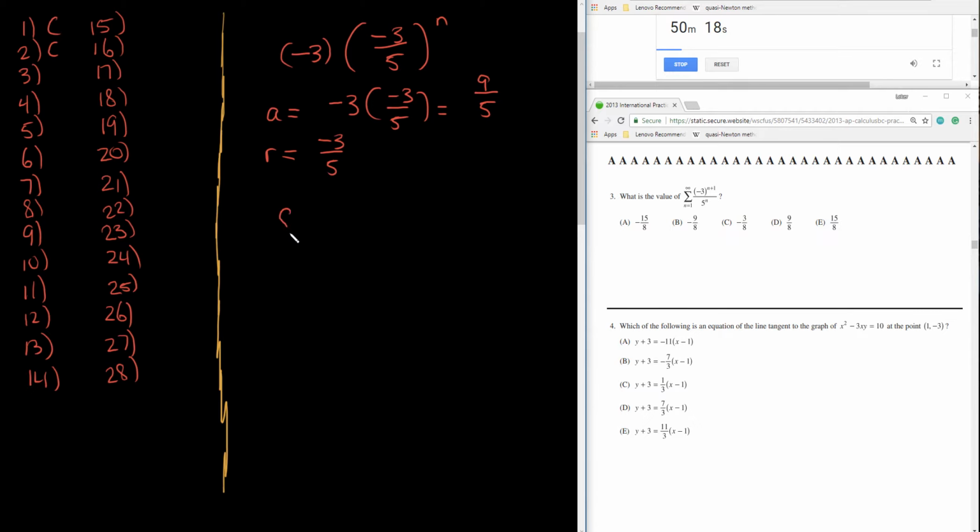So the sum up to infinity is going to equal 9/5 divided by 1 minus negative 3/5, which is 1 plus 3/5, which is 5/5 plus 3/5 is 8/5. So fifths go away. You're left with 9/8, otherwise known as answer D.